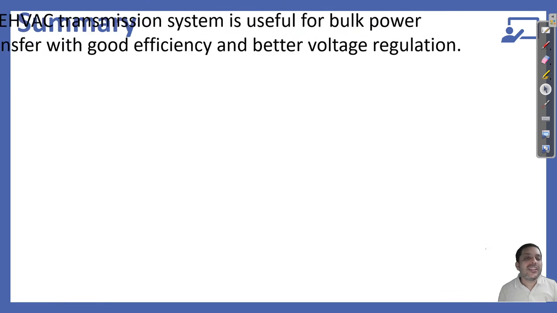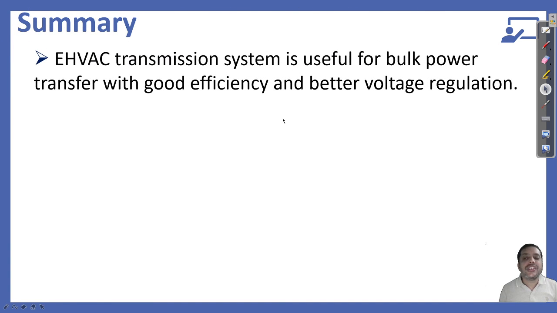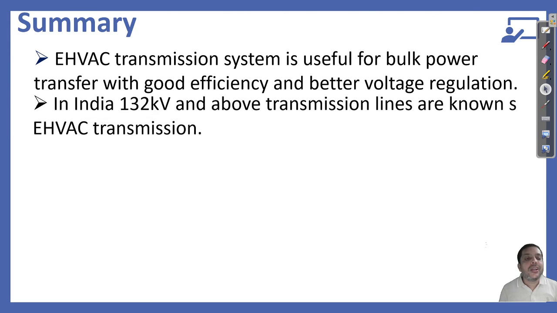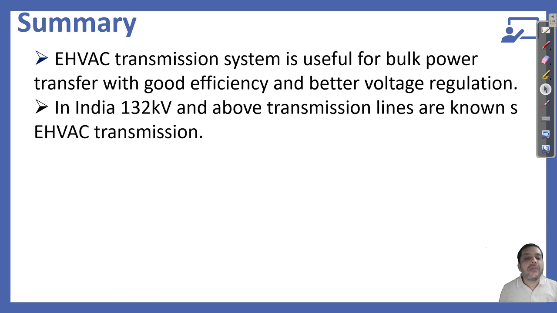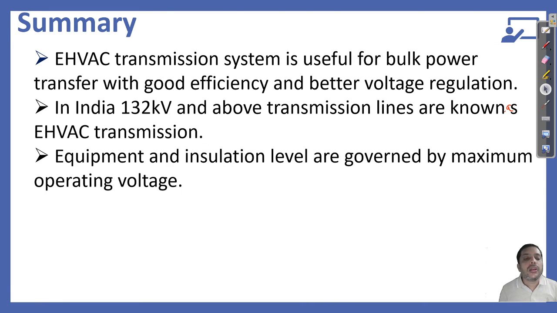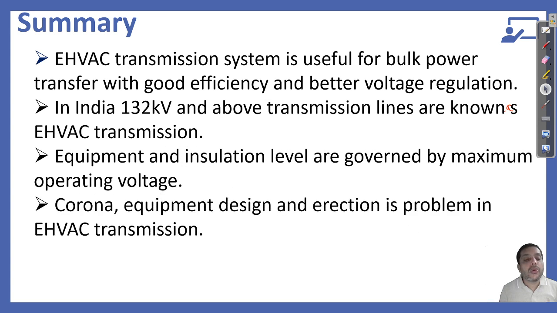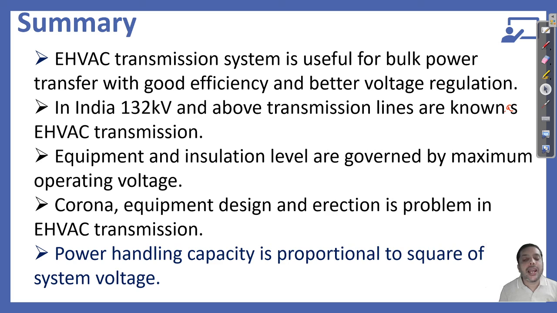So let's summarize together. EHV transmission system is useful for bulk power transfer with good efficiency and better voltage regulation. In India, 132 kV and above transmission lines are known as EHV transmission. Equipment and insulation level designing depends upon the maximum operating voltage. Corona, equipment design and erection are the biggest problems in the EHV transmission line. Power handling capacity is proportional to the square of voltage.